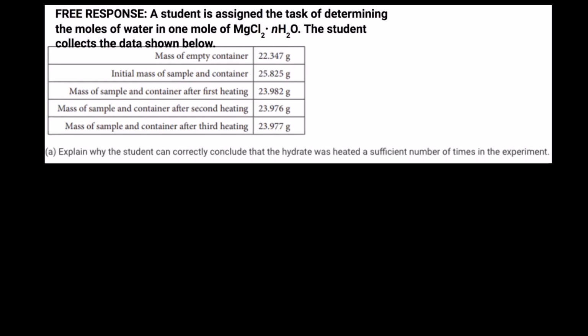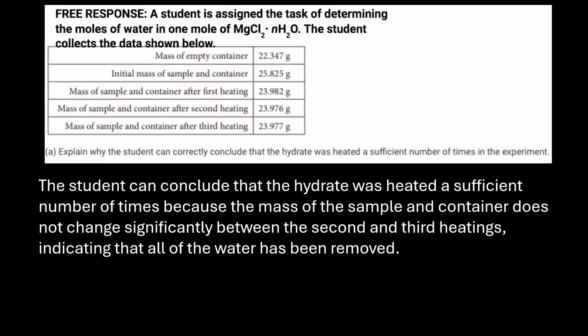And so to write that on the AP exam, again, you have to be very clear in what you're stating. So this would be an example. The student can conclude that the hydrate was heated a sufficient number of times because the mass of the sample in the container does not change significantly between the second and third heatings, indicating that all of the water has been removed. That last part is really important, showing that you understand what you're saying.